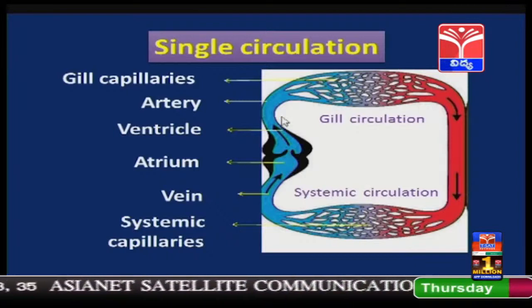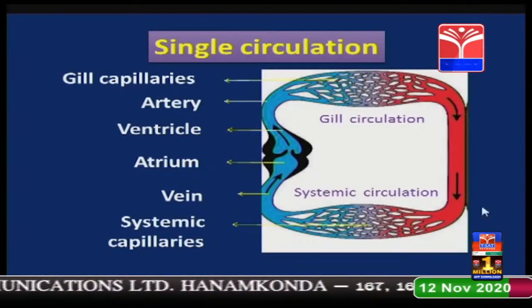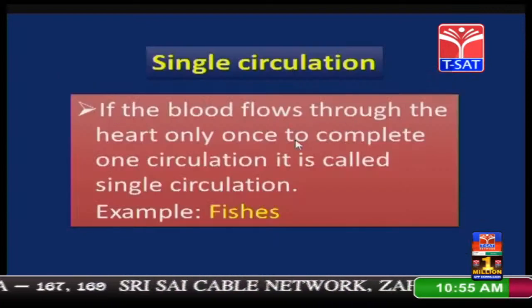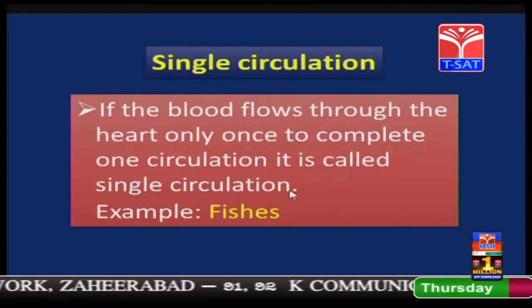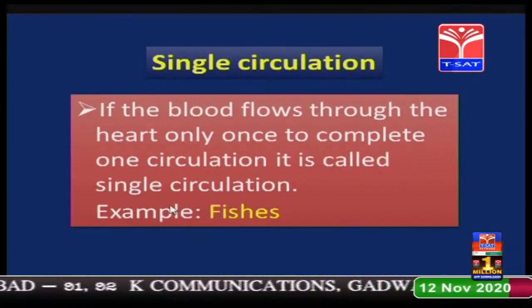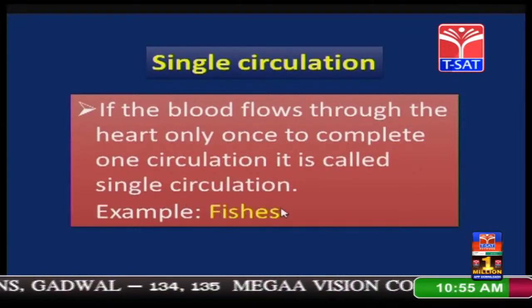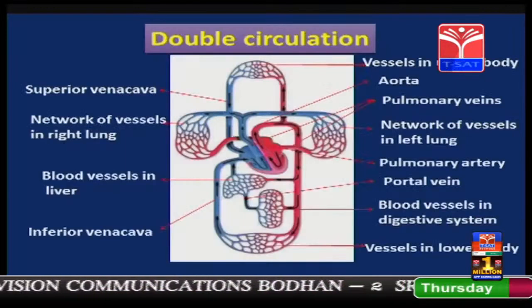Here, blood flows through the heart only once to complete one circulation. If the blood flows through the heart only once to complete one circulation, it is called single circulation. This type of circulation is present in animals which have a two chambered heart. Example, fishes. Children, observe one more picture.